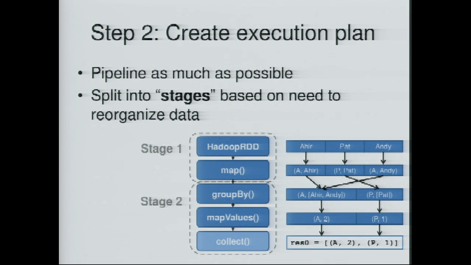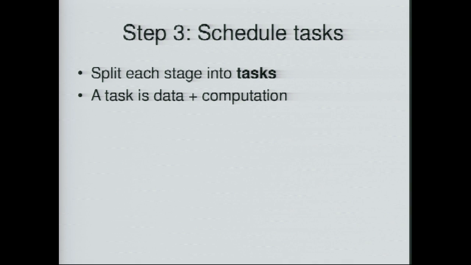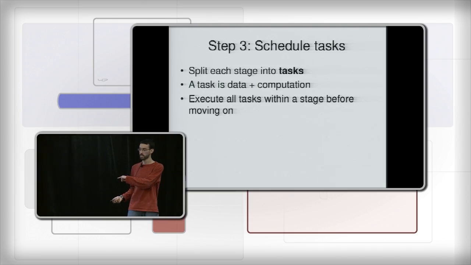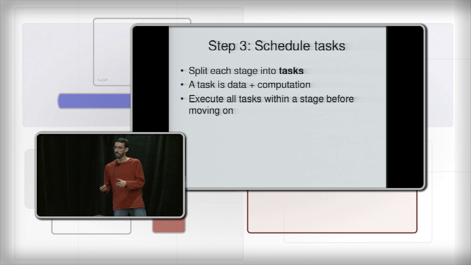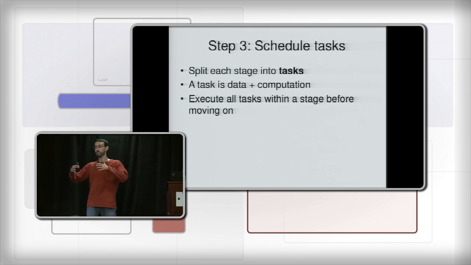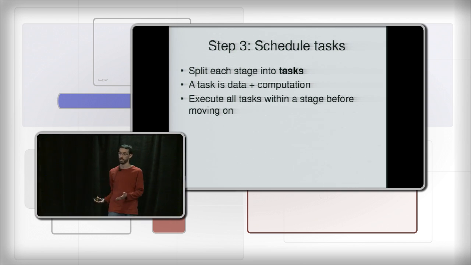All right, now that we have our beautiful stages laid out like this, the idea is we have to now execute it. And so we have to schedule tasks to run this. And so what is it? So we split each stage into a set of tasks. And a task is simply data plus computation that we can just ship to a node and have it run it. I'll give an example in a second. And the idea is that we have to execute all of the tasks within one stage. We have to complete the first stage before we can start the second stage.